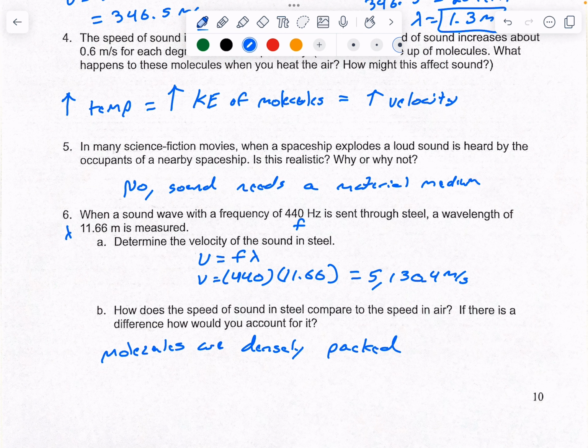So think about a relay race again. It's real easy if your relay partner is standing right next to you. You don't even have to run to them. You just hand it off.